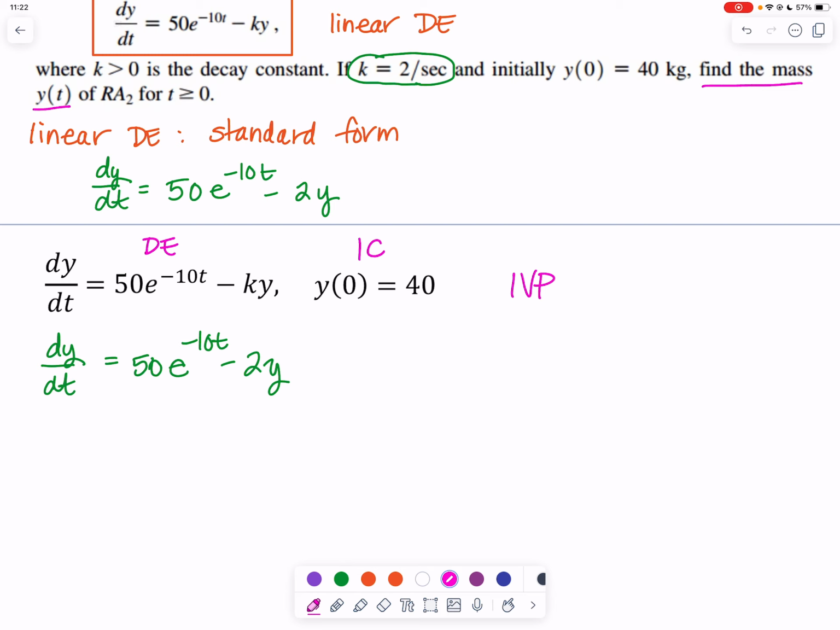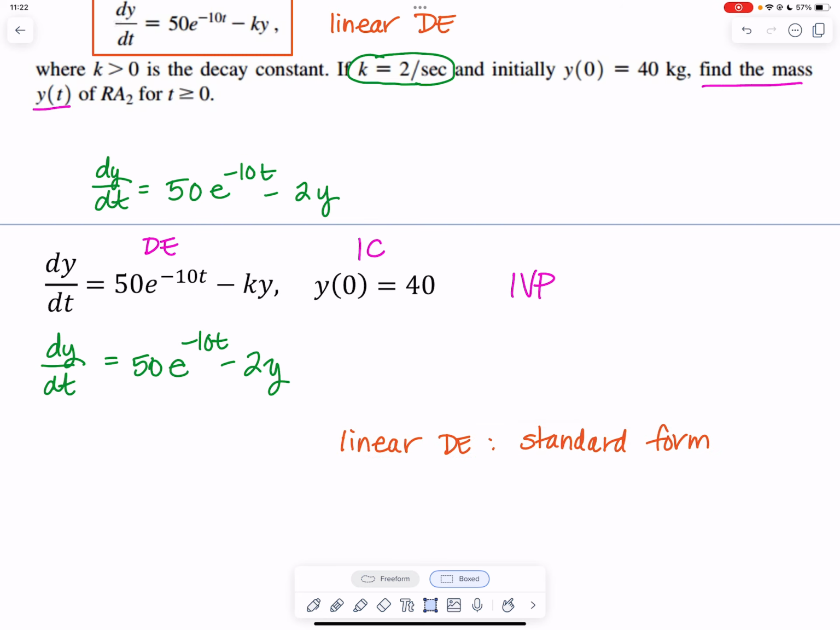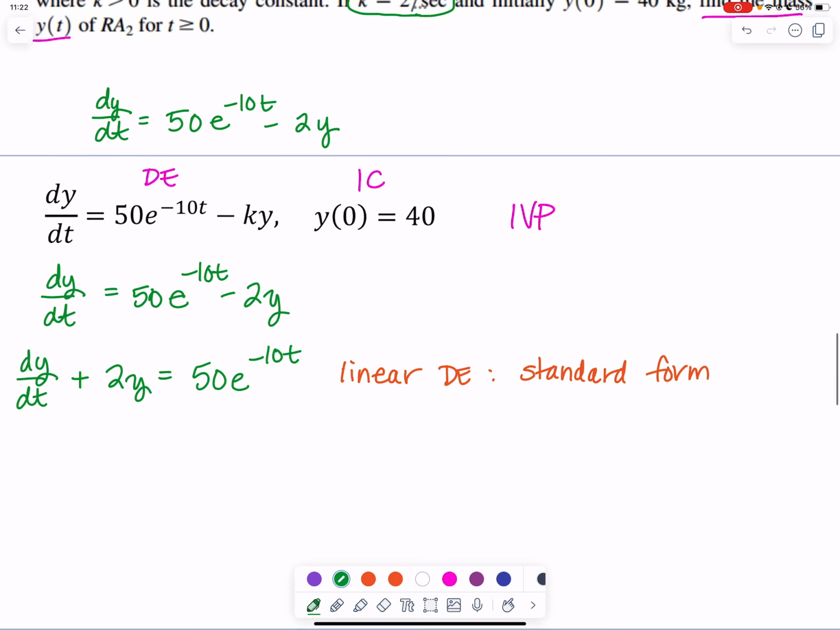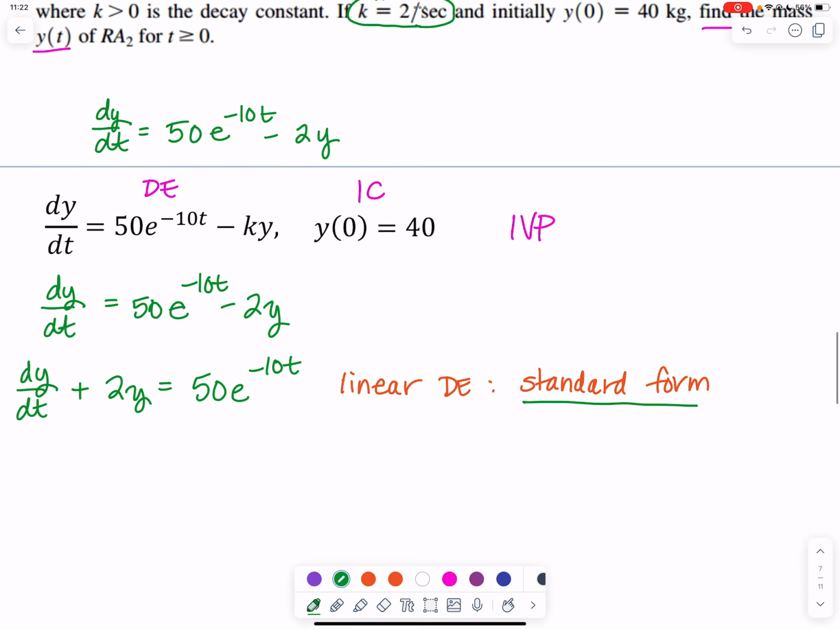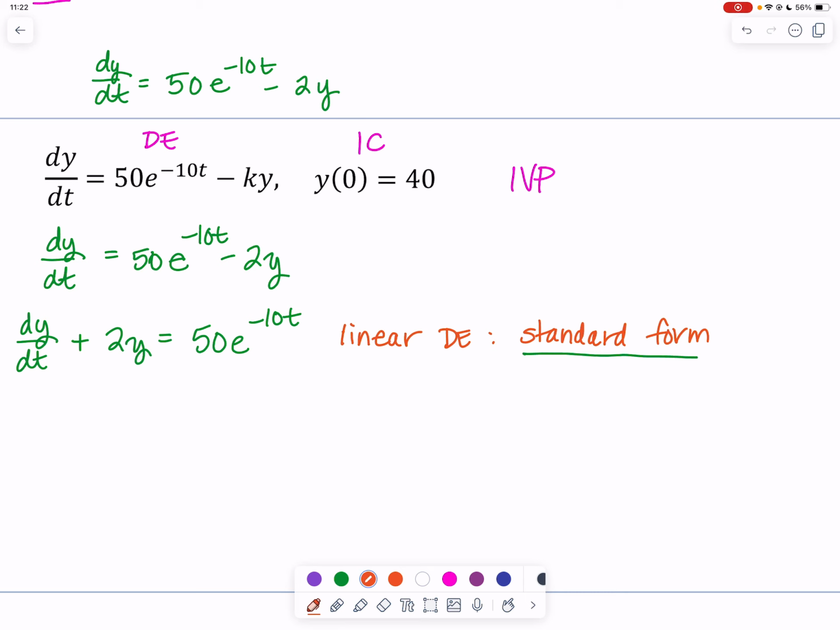Okay, so let's go ahead and write our linear DE in standard form. In order to do that, we will bring the 2y term over. So we have dy/dt plus 2y is equal to 50 e to the negative 10t. So now we have standard form. We can see that p of t is equal to 2. You can see it right here.